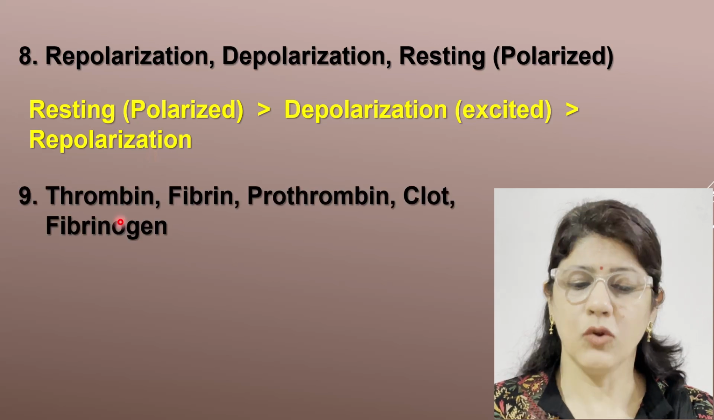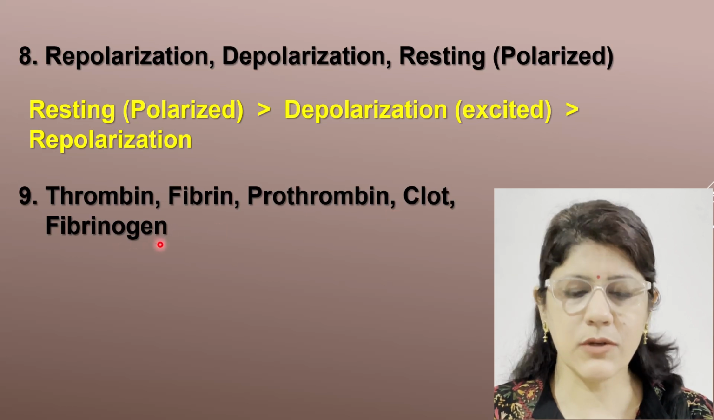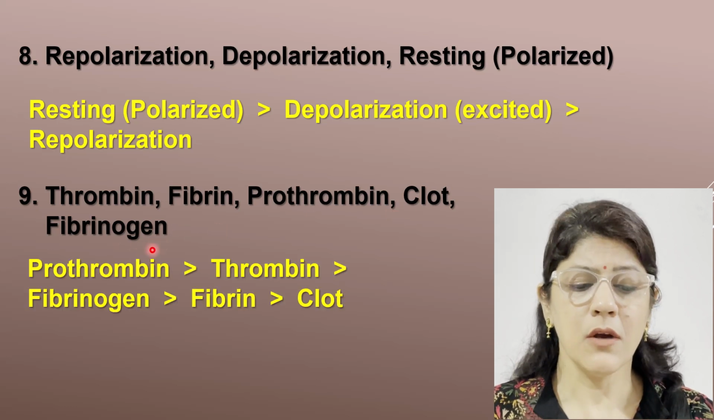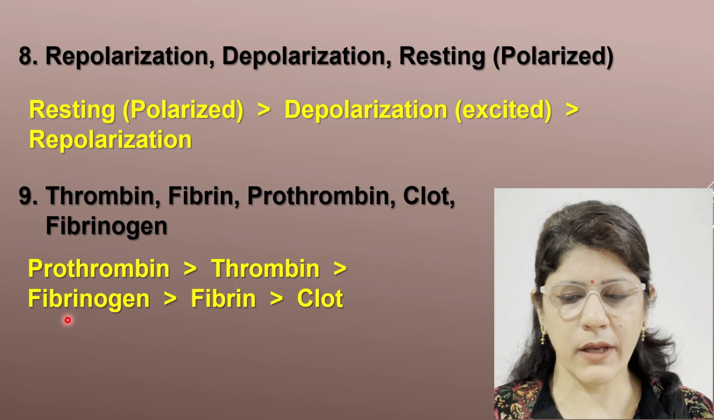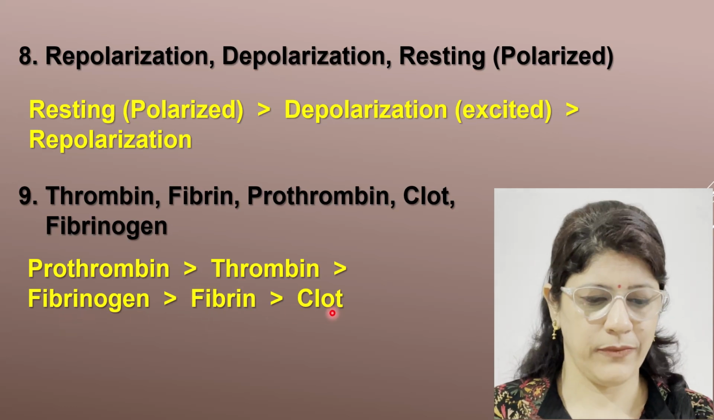Next sequence is thrombin, fibrin, prothrombin, clot, fibrinogen. And the correct sequence is prothrombin, then fibrinogen, then fibrin, and last is clot.